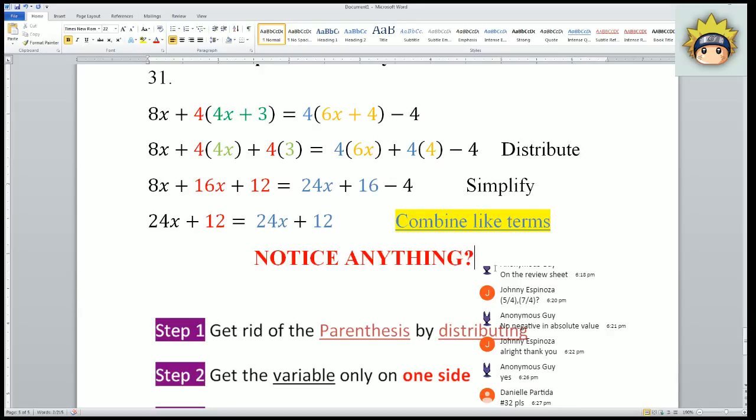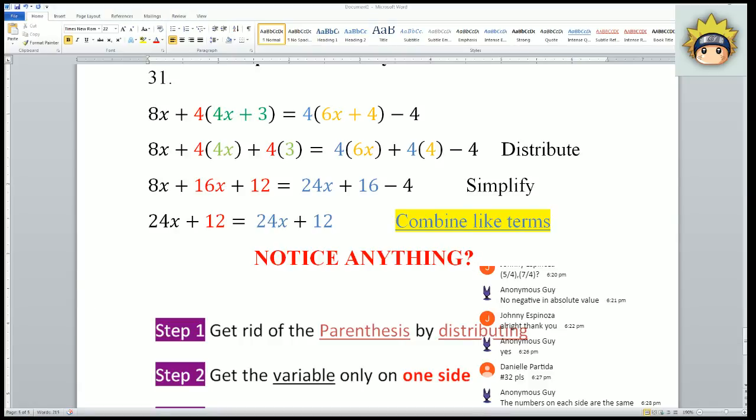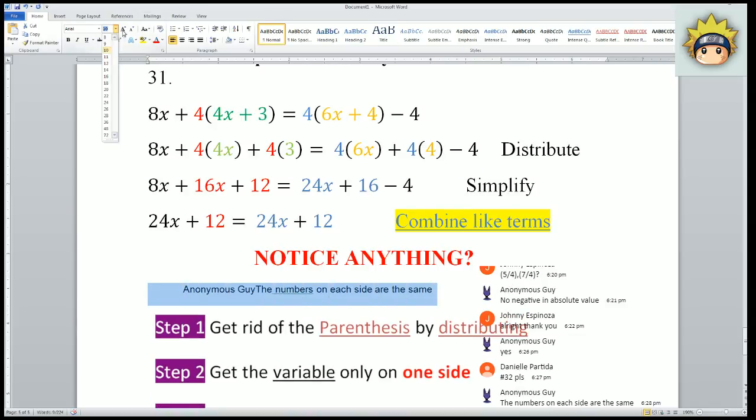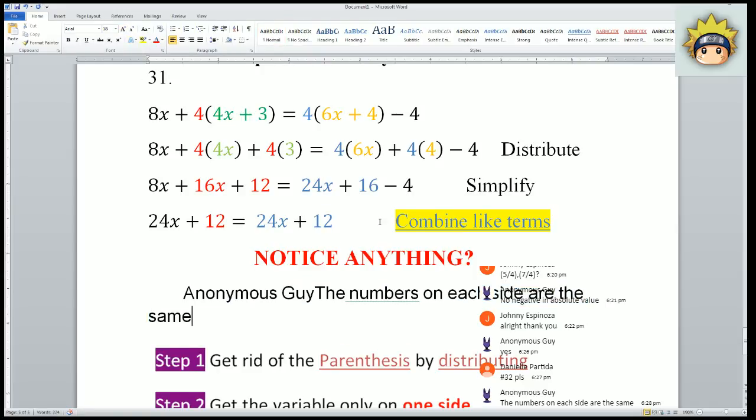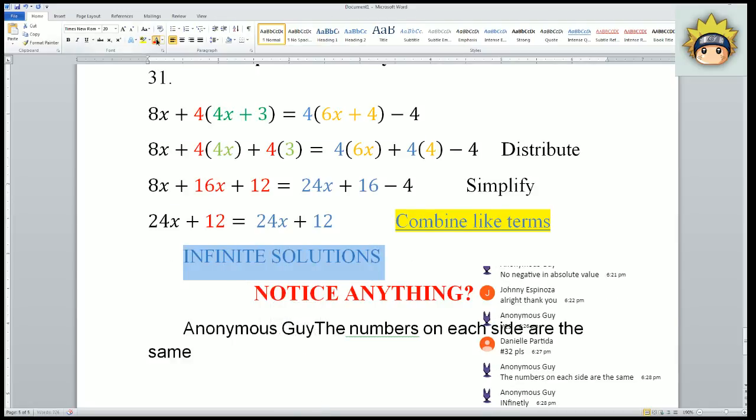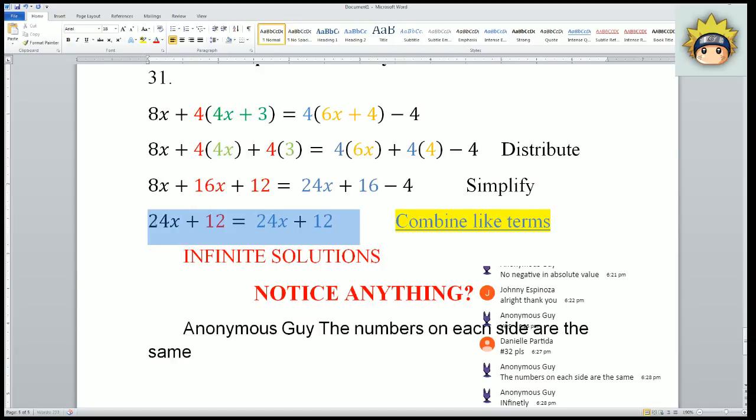I can't move on until I get an answer from the person who asked me about number 31. What do you notice? Yay, the numbers on each side. That's what chat says: the numbers on each side are the same. So when they are the same, what type of solution is it? This is infinite solutions. That is how you do it. Once you notice that it is infinite solutions, you stop here.